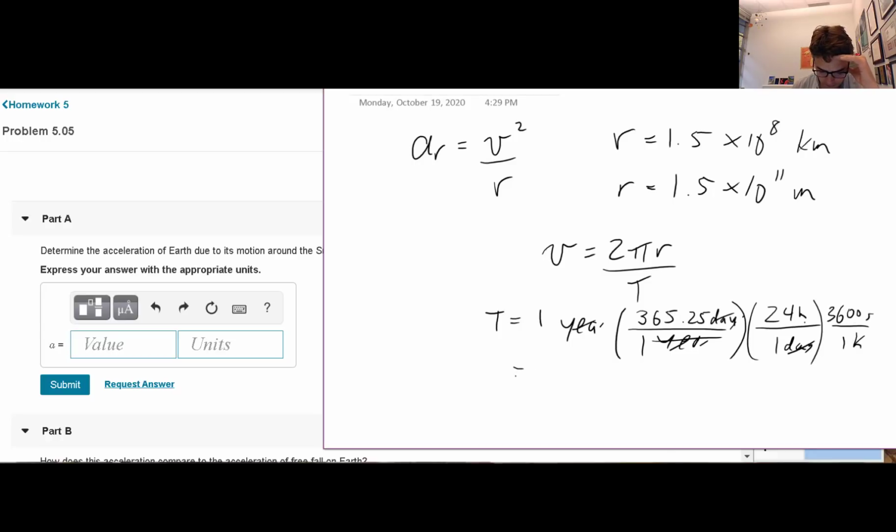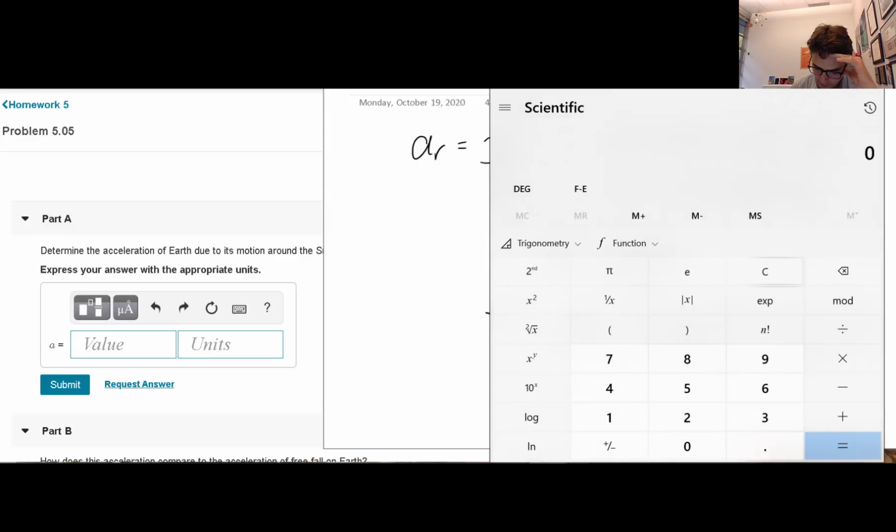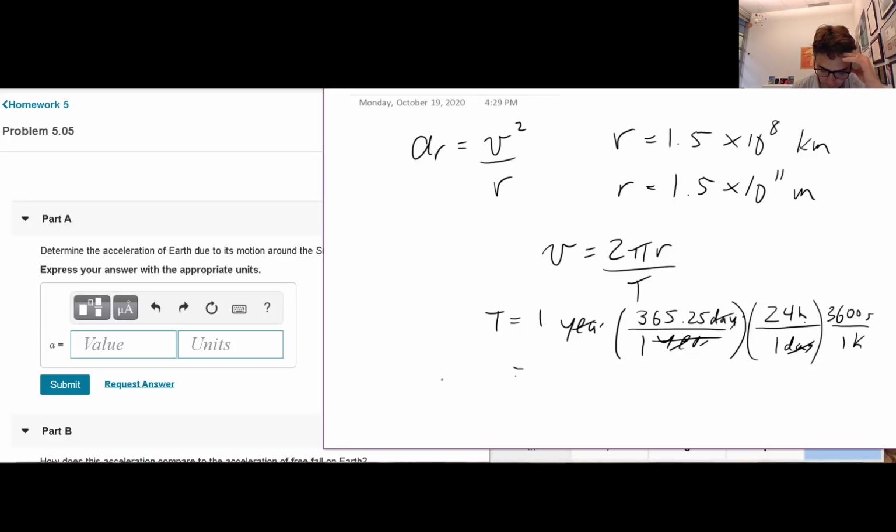So let's just do that out quickly. We have 365.25 times 24 times 3,600, which is about 31 million. So, say 3.16 times 10 to the 7 seconds in 1 year.